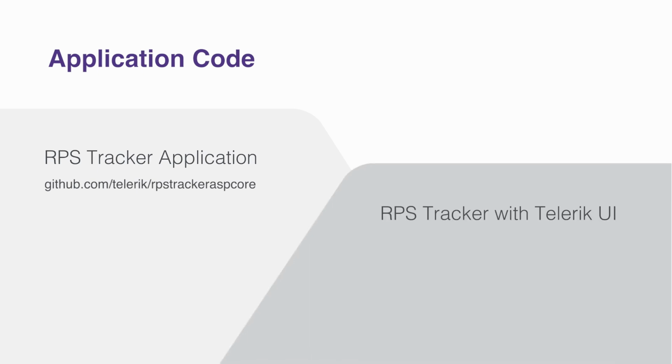The second project is RPS Tracker ASP Core _ Kendo. This is the final state of our application, or the goal that we're trying to get to at the completion of this course. This version has all the Telerik UI components, and you can look at it for reference if you run into any trouble.